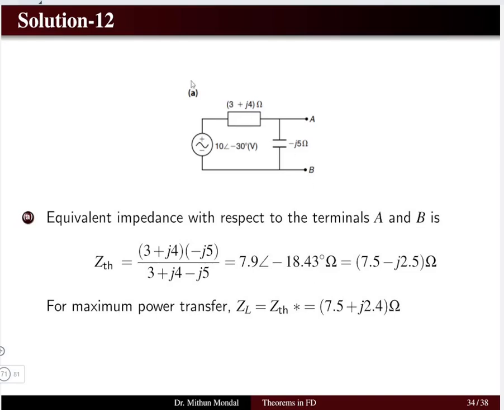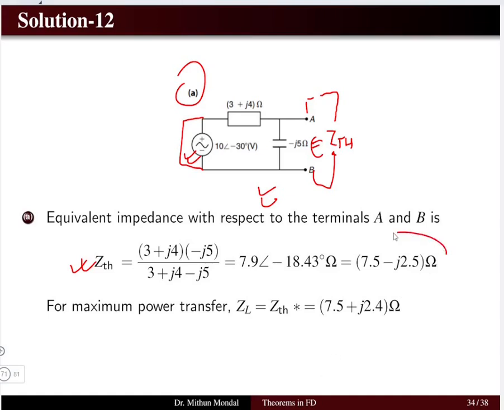For circuit A, we have to obtain the Thevenin resistance at the terminals AB. Here we need to determine the Thevenin resistance. Only an independent source is there, and if it is a voltage source, I can replace it with a short circuit. So I will short the voltage source and then determine the equivalent impedance seen at the terminals AB. We can apply the series-parallel concept to determine the equivalent Thevenin impedance.